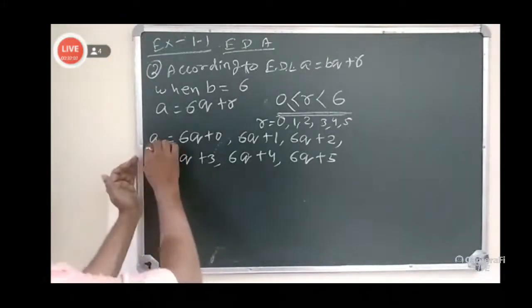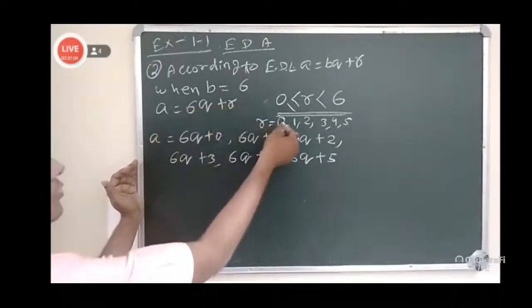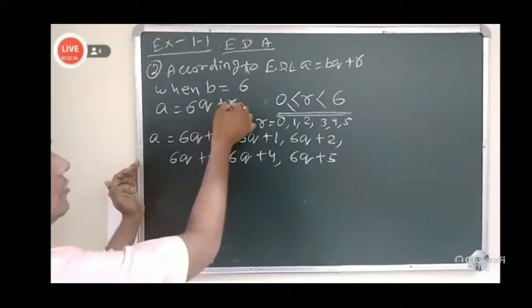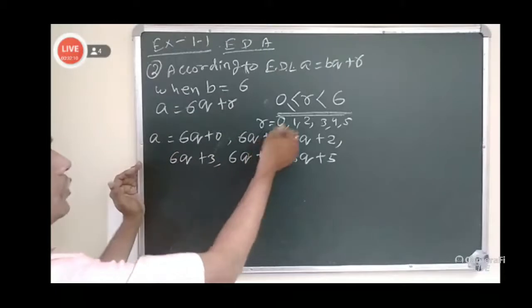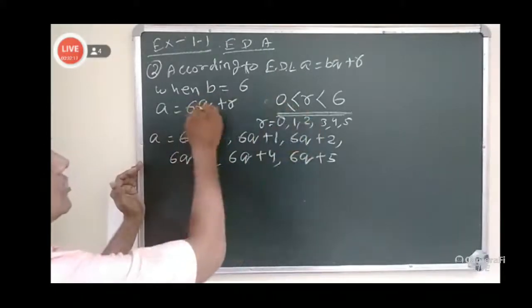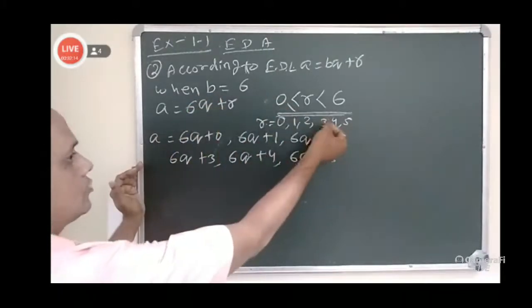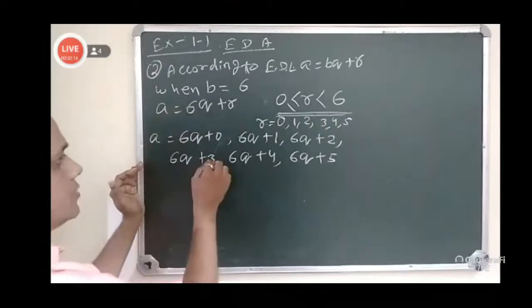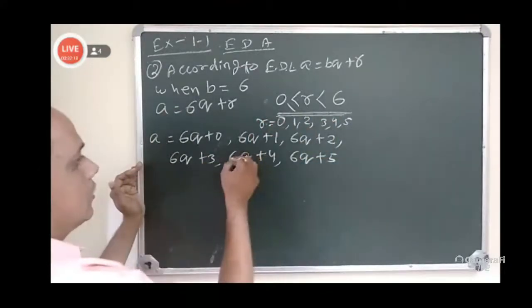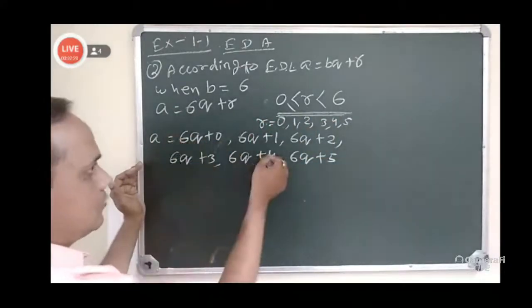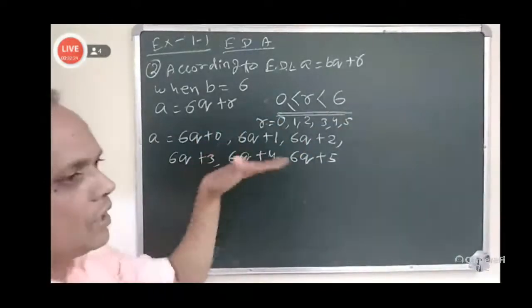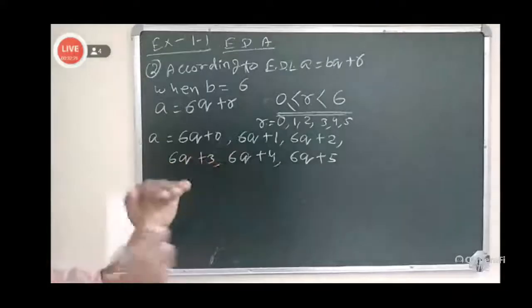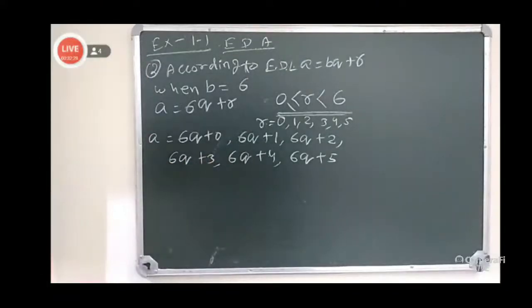A can be 6Q plus 0 when R equals 0. When R equals 1, A equals 6Q plus 1. When R equals 2, A equals 6Q plus 2. When R equals 3, A equals 6Q plus 3. When R equals 4, A equals 6Q plus 4. And when R equals 5, A equals 6Q plus 5. So any one possible outcome.